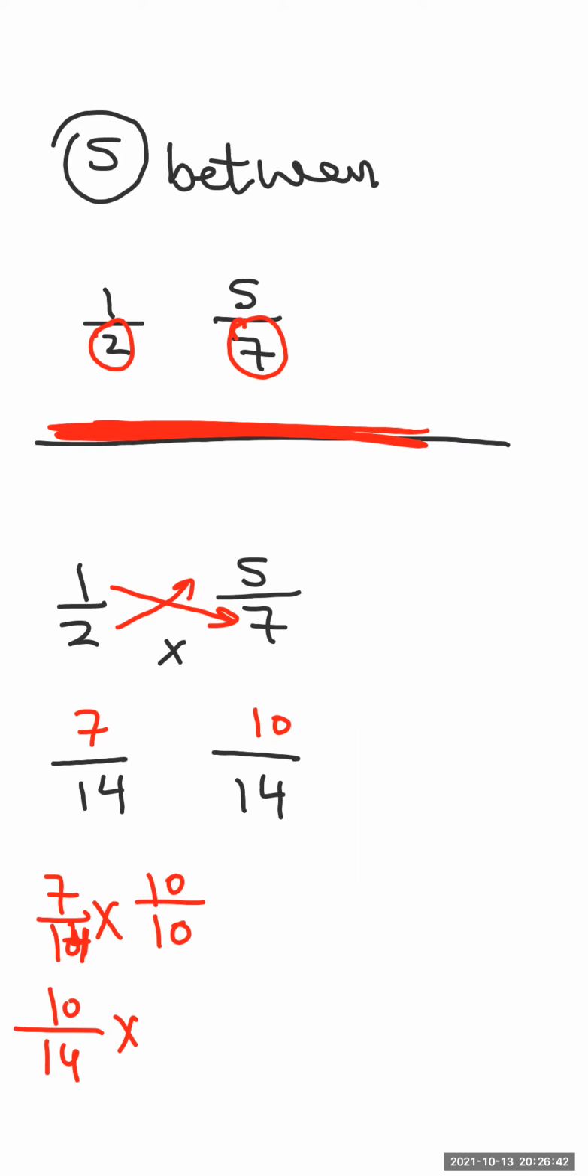If the two numbers are like 1 over 2 and 1 over 3, you have to multiply the denominators. Here it will be 6. Correct?